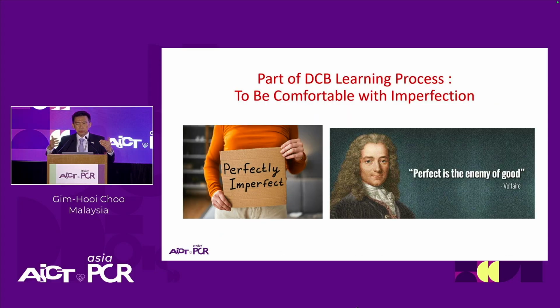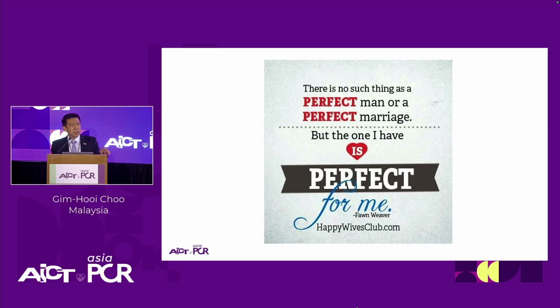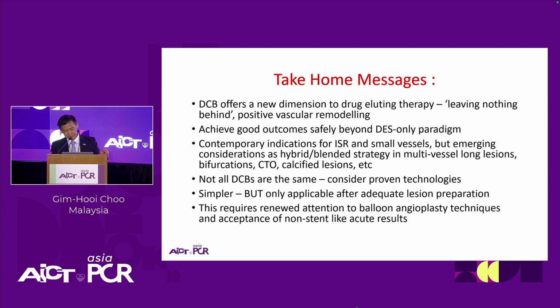Part of using DCB is to be comfortable with imperfection. You know, perfection is the enemy of good. Is there a perfect marriage? Is your husband perfect? Never. Your wife perfect? Wife is always perfect. Yeah. But if your husband is not perfect, but he's still the perfect person for you, right?